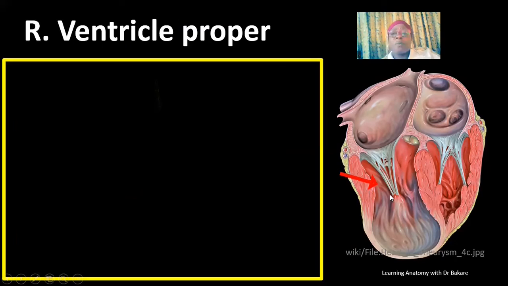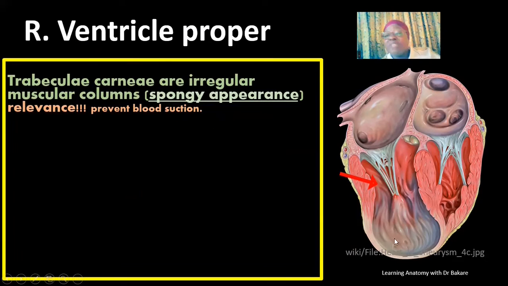The right ventricle proper, we already said that it is a rough region of the right ventricle, and it is seen at the entrance. That is the region where blood first flows into within the right ventricle. And this region has a spongy appearance, and this spongy appearance is created by the trabecular canal, which are muscular ridges seen within the interior of the right ventricle.